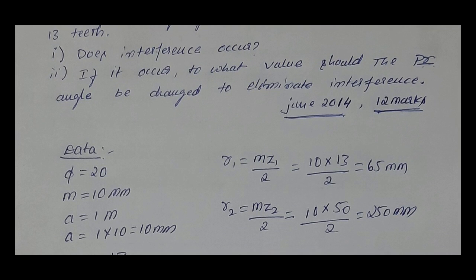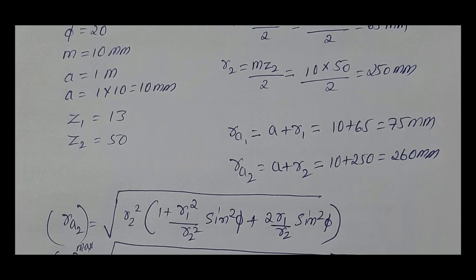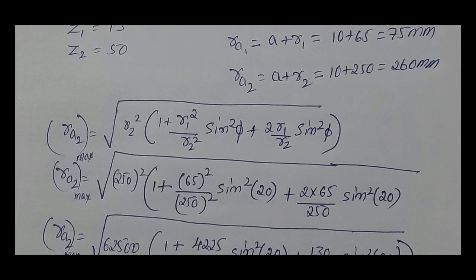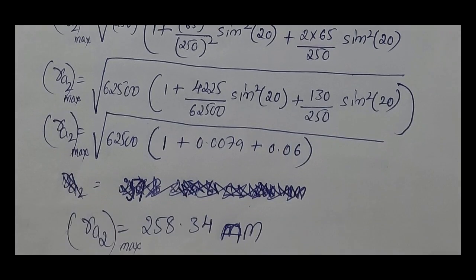The 20 degree pressure angle, which will make what? The actual addendum radius is greater than the maximum addendum radius. Whether the value should be changed, either increased or decreased, so he is asking that.